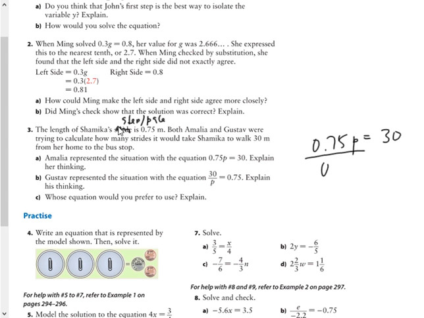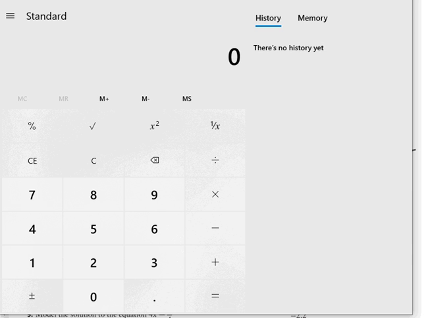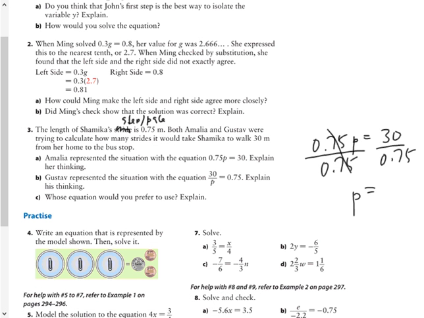So we're going to divide by the length of each pace to figure out the number of paces she took. Uh-oh, I don't have a calculator. Hang on a second. Okay, now I have a calculator. So if I take the calculator and go 30 divided by the length of each pace, she would need to take 40 paces to travel that 30 meters.